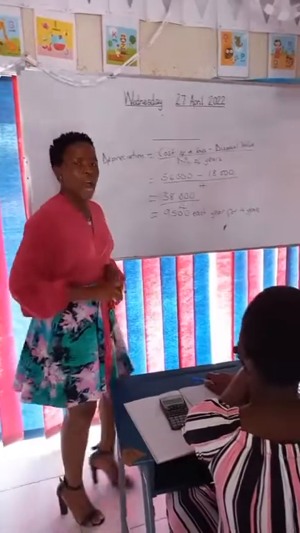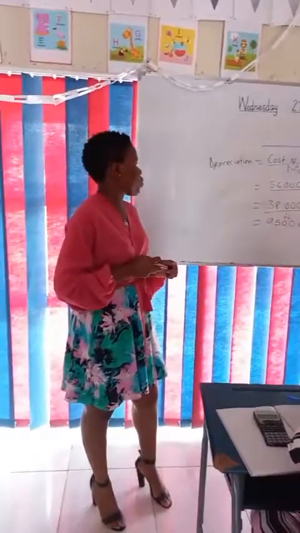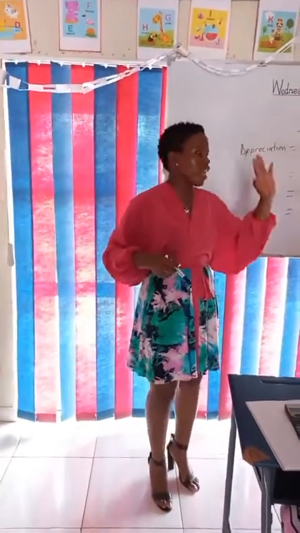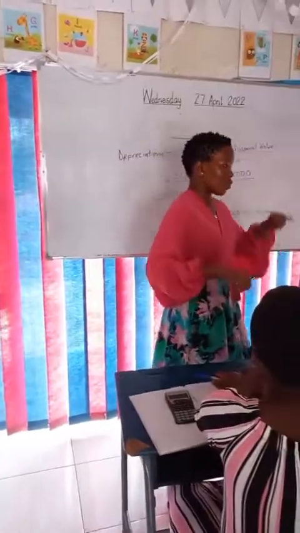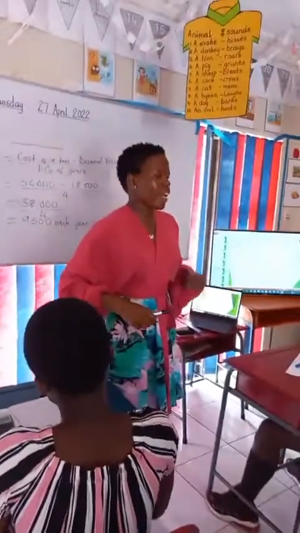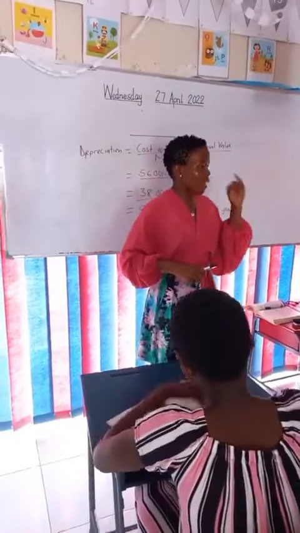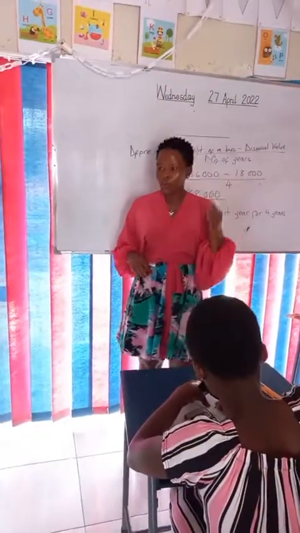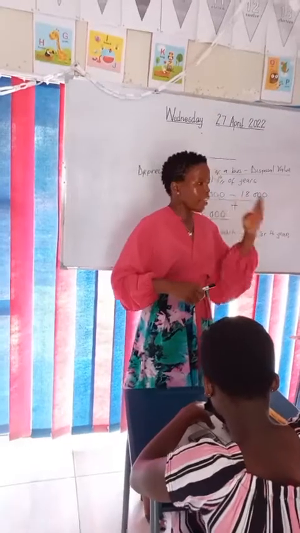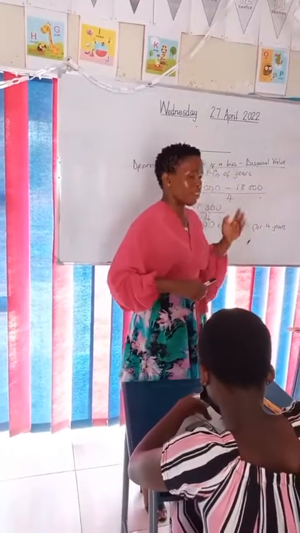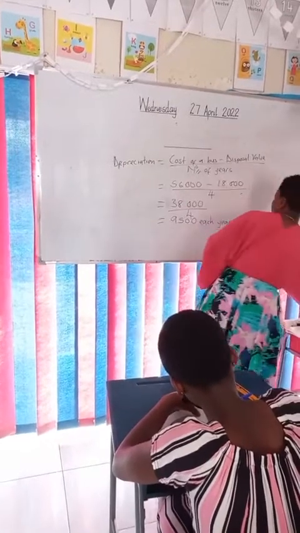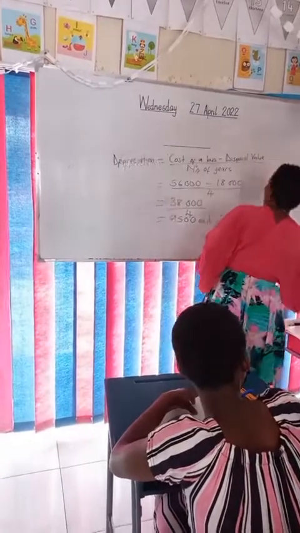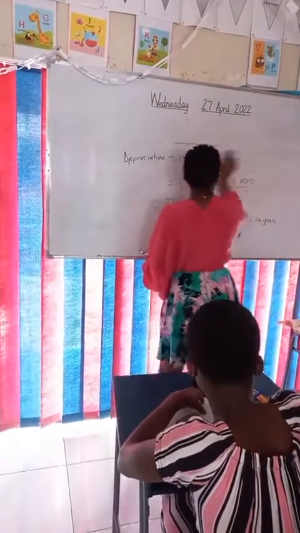So we are saying our bus is going to depreciate by 9,500 each year for the 4 years that we are going to keep it in business. Which means for the first year it's going to lose value by 9,500. For the second year it's going to lose value by 9,500. Third year, 9,500. Fourth year, 9,500 as well. Are we together? Yes. Now we want to allocate each depreciation value to each year.